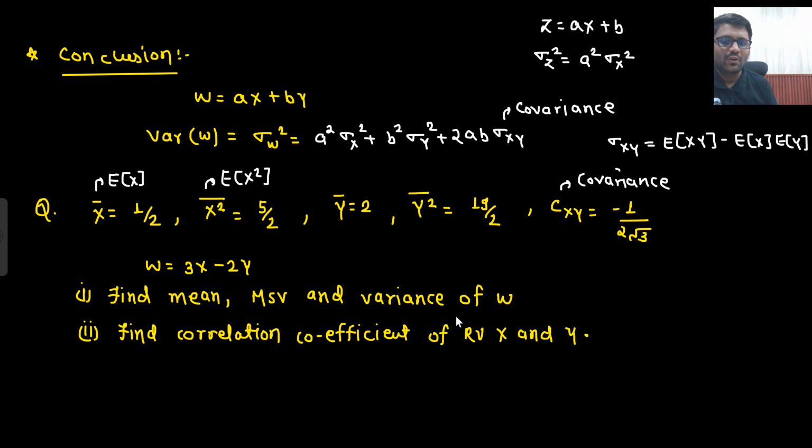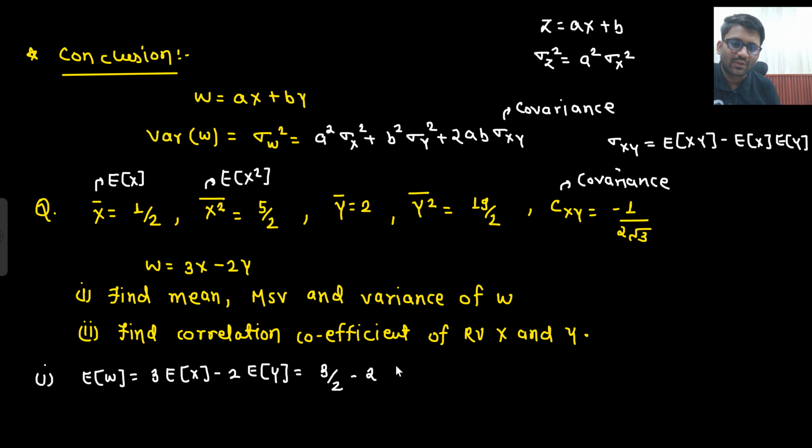So all these things are given. What you need to find? You need to find the mean square value and variance of W. So first thing, I will think about mean. So what I will think? 3 into expectation of X minus 2 into expectation of Y. Expectation of X is 1 by 2 and expectation of Y is 2. So 3 by 2 minus 4. What would that be? Minus 5 by 2. Mean square value.